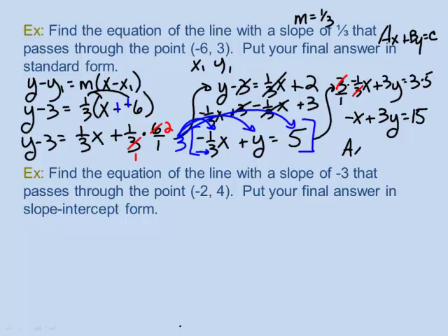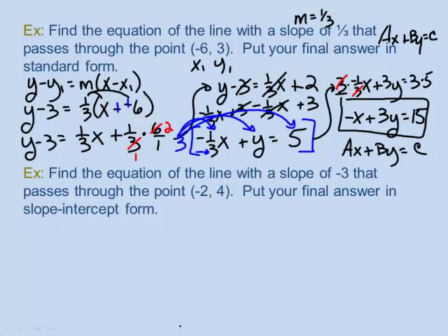That is standard form, ax plus by equals c. Our x and y are on one side of the equal sign, our constants on the other, and we've cleared out all of our fractions. And so there's our equation in standard form.